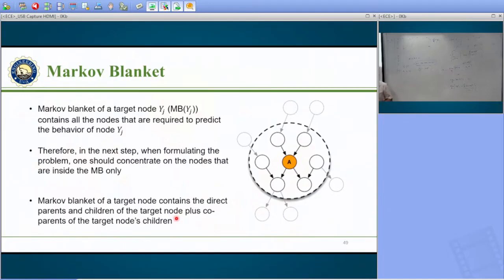Let's suppose this problem is like a sensor network design. I don't know, has anybody done sensor network design here? Any PhD students? Okay. So what are you doing your PhD in?